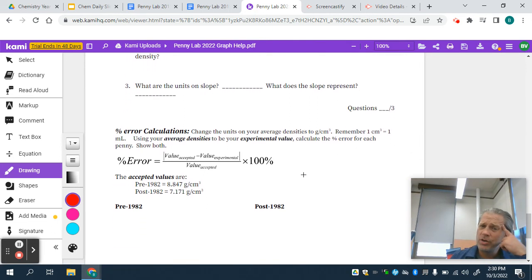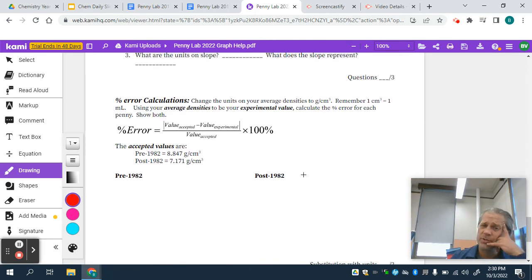And then when you're done with that, you have a few questions to answer. Then you can calculate the percent error, which is something that we went over in class a little while ago. So that's how you're going to graph the data, and then you're going to use your data and your lines to calculate the slope. If you have any questions, let me know. Otherwise, this will be due the next time we see each other.